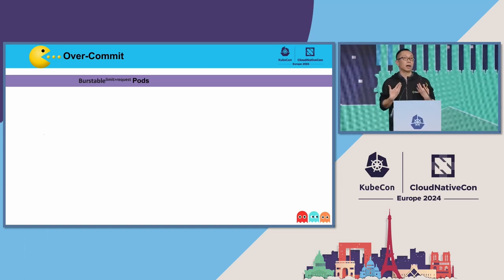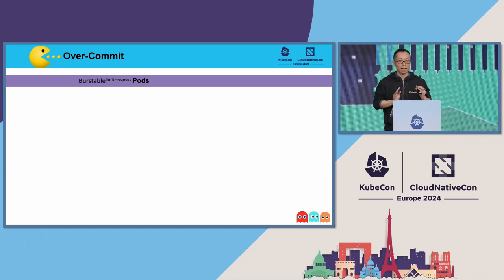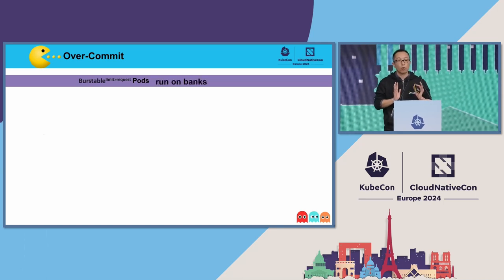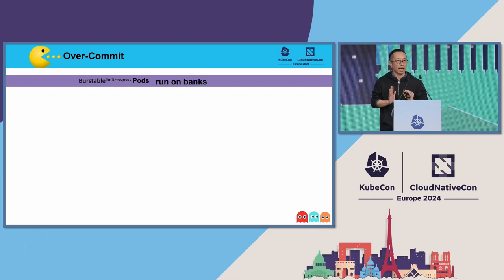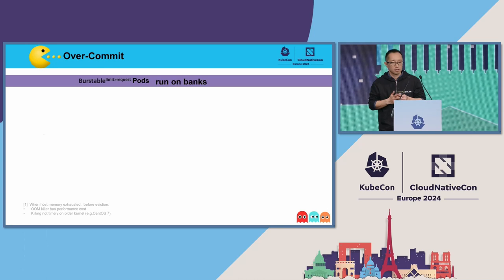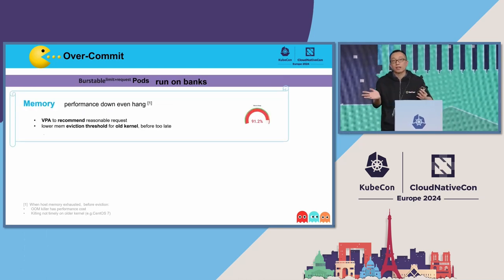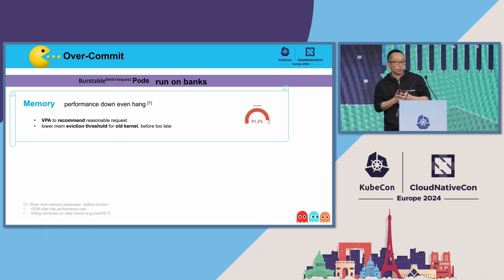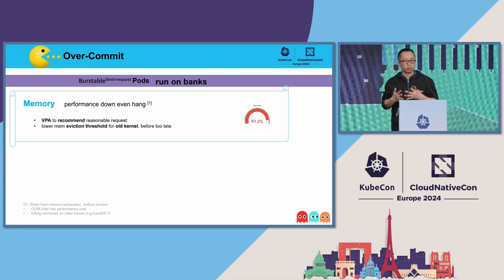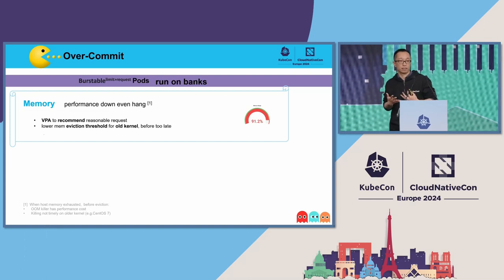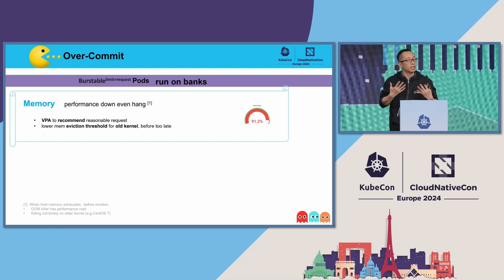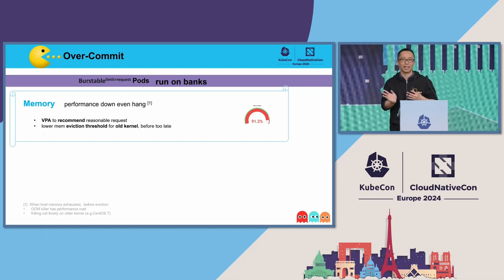Okay, next, I will introduce some interesting things. We all know about the burstable pod, okay? But if they all run on the limits, it means that everyone hits the upper limit. What will happen? When it comes to memory, the performance will go down or even be harmed. So we recommend using VPA to find a reasonable request value, or for some old kernels, the OOM killing will be slow, so you should make it happen faster before it's too late.